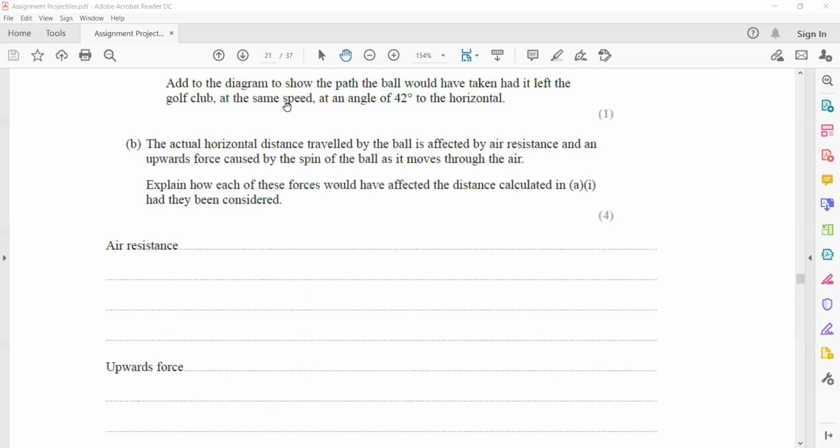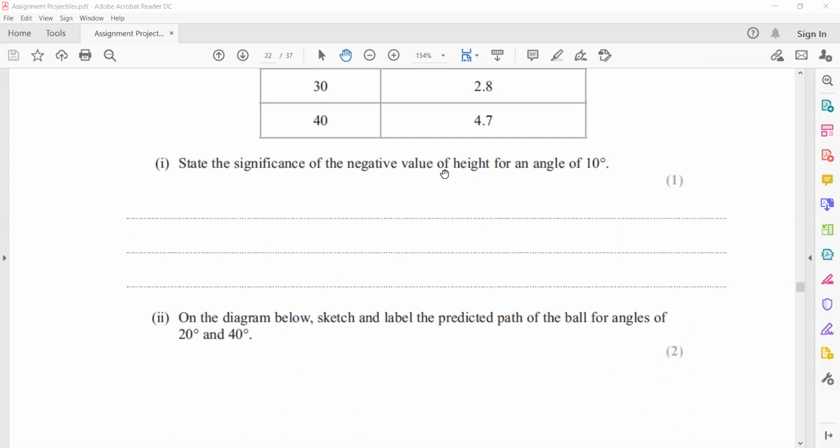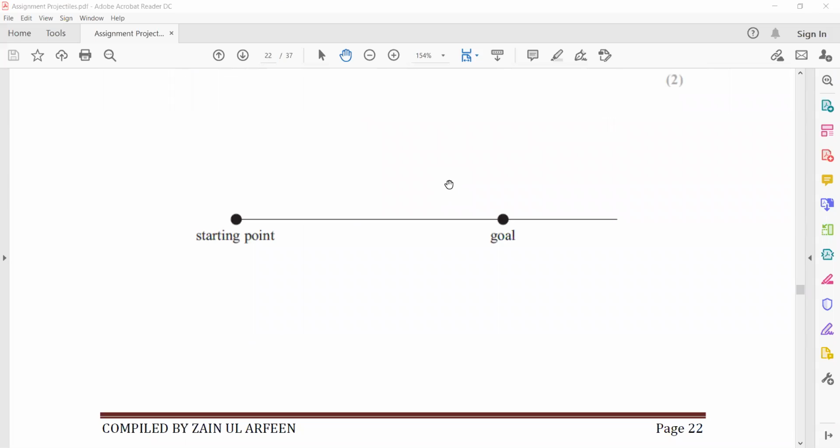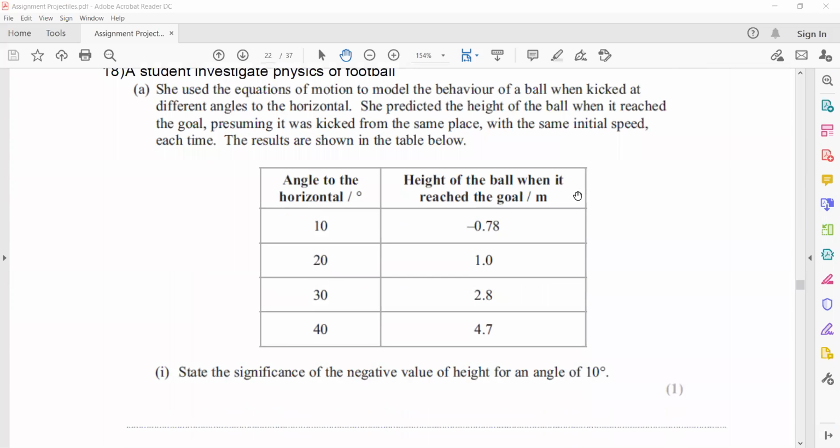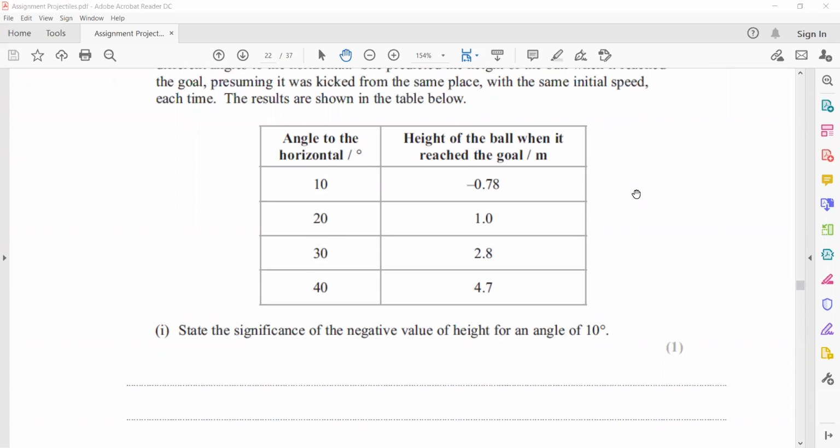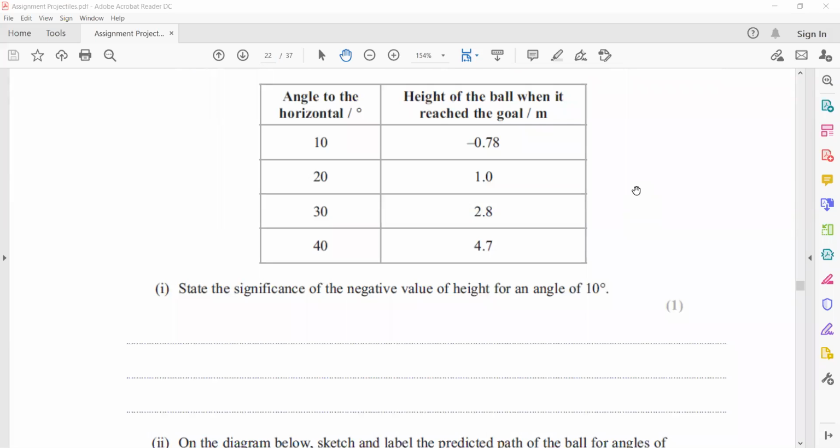Then page 22, question 18a. State the significance of a negative value of the height. So basically what this negative value is showing is that it hit the ground or is below the launching point. For example, a projectile is launched. If it falls at the same height, it means the height of a ball when it reaches the goal.